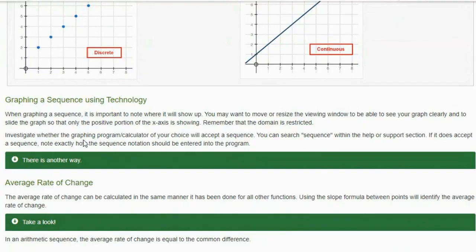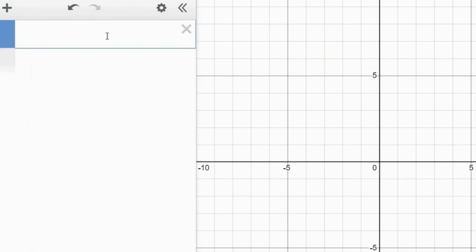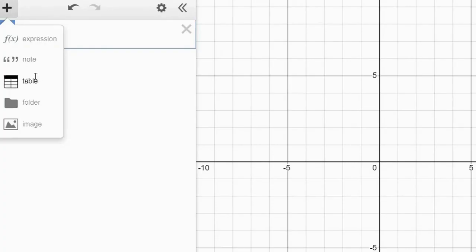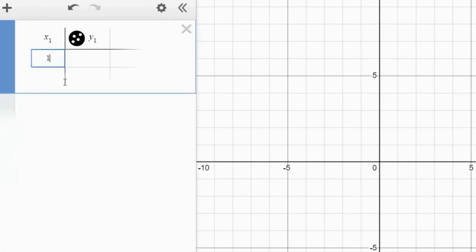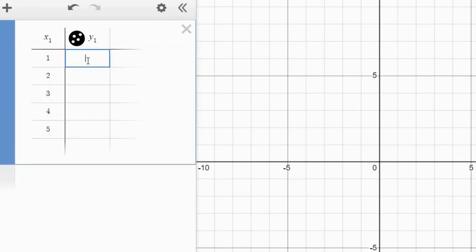So investigate whether the graphing program or calculator choice will accept a sequence. Absolutely, you can. If you need to graph a sequence, you can graph it as a table, which is the easiest way to do it with Desmos. So the first term, second term, third term, fourth term, fifth term. If the first term is 2, and the second term is 4, and then 8, 16, and 32, it's easy to put it in Desmos.